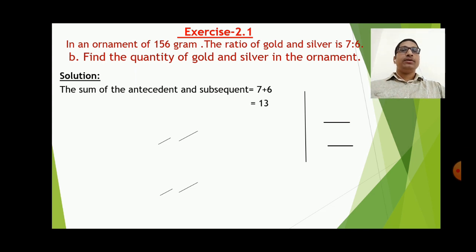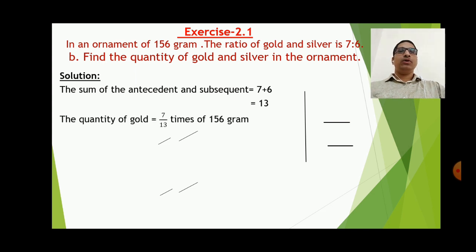Now here the quantity of gold will be 7 out of 13 times of the whole amount. I am telling again, 7 out of 13 times of the whole amount. How will we write? Look here. The quantity of gold is 7 out of 13 times of the whole amount. The whole amount is how much? 156 gram.